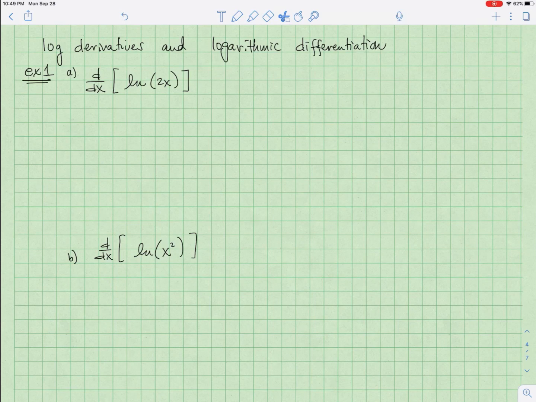All right, folks, let's take a look at some examples. This is going to be a little video on log derivatives and logarithmic differentiation. And you might be asking yourself, what's the difference between using log derivatives and logarithmic differentiation? And the answer to that is, hang out, dude.